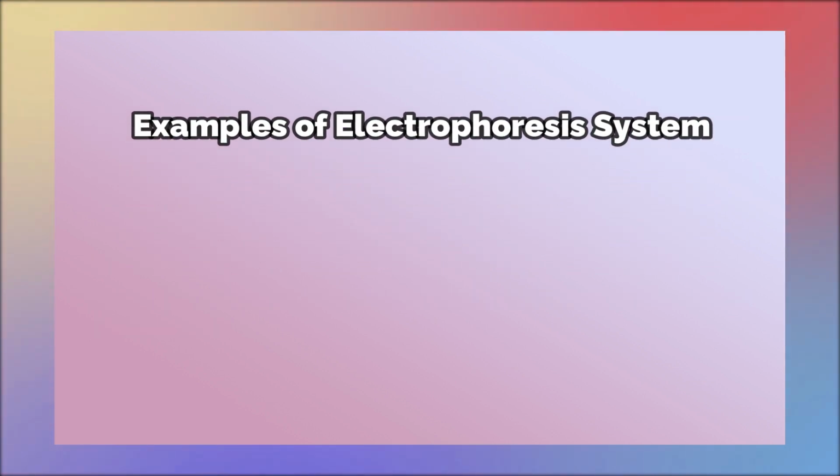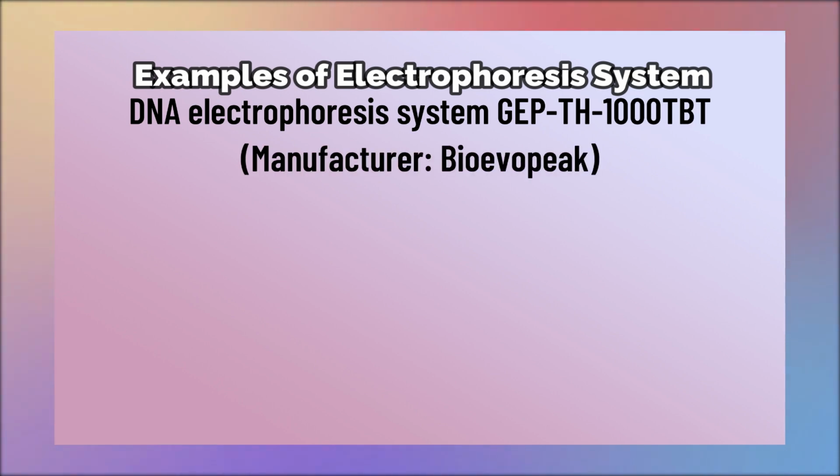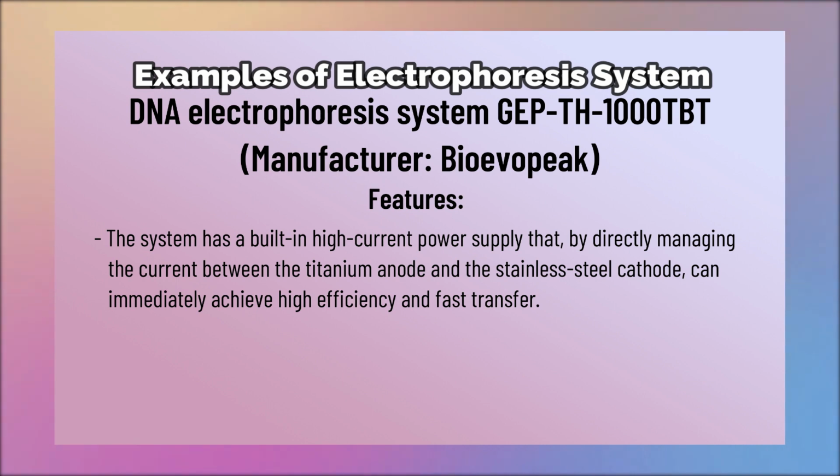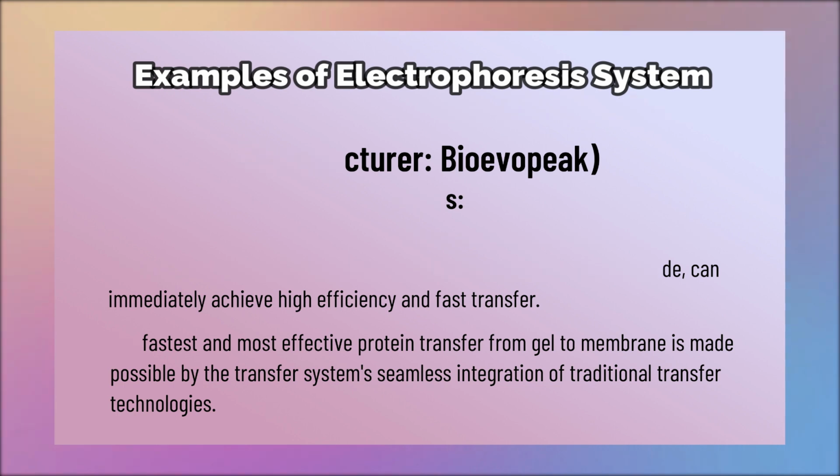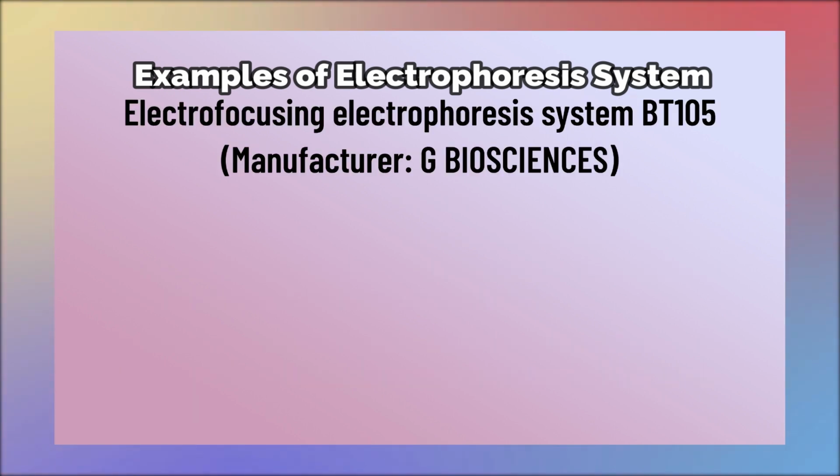Samples of electrophoresis systems. DNA electrophoresis system GEP TH100TBT. Manufacturer is BioEvo Peak. Its features are: the system has a built-in high current power supply that, by directly managing the current between the titanium anode and the stainless steel cathode, can immediately achieve high efficiency and fast transfer. The fastest and most effective protein transfer from gel to membrane is made possible by the transfer system's seamless integration of traditional transfer technologies.